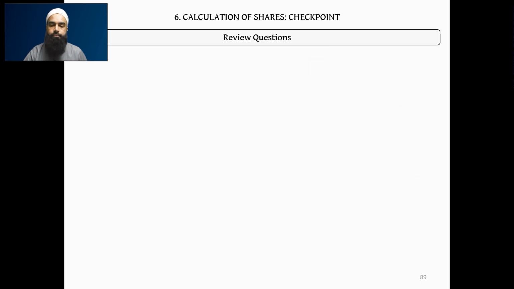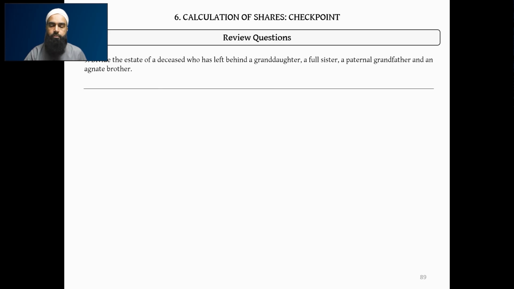Next question. If there is a granddaughter, full sister, paternal grandfather, and an agnate brother. So you write it out. Granddaughter, full sister, paternal grandfather, and agnate brother. What happens here? Now to reveal the answer, half for the granddaughter. Full sister receives nothing because there is a descendant there, the granddaughter is there.